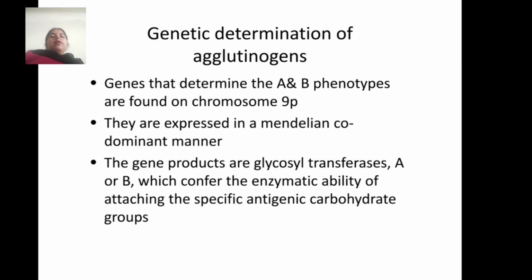Genetic determination of agglutinogens: the genes that determine the A and B phenotypes are found on chromosome 9p. They are expressed in a Mendelian codominant manner. The gene products are glycosyltransferases A or B, which confer the enzymatic ability of attaching specific antigenic carbohydrate groups.